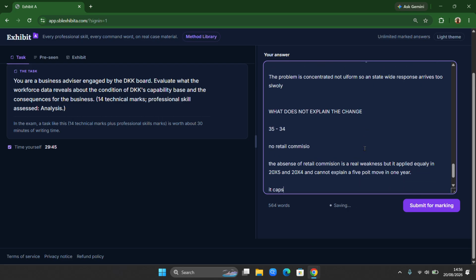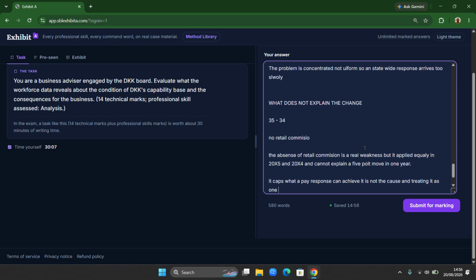It caps what a pay response can achieve, but it is not the cause, and treating it as one misdirects the remedy. All right, so I said what it is instead, rather than just deleting it. It caps what a pay response can achieve, and that's the difference between discipline and dodging. So it's 40, 45 words or so, well spent.